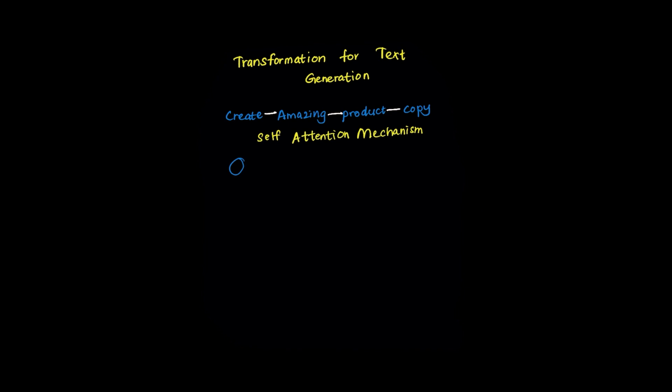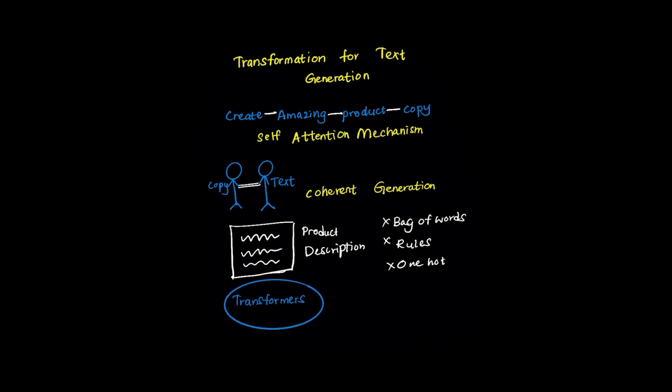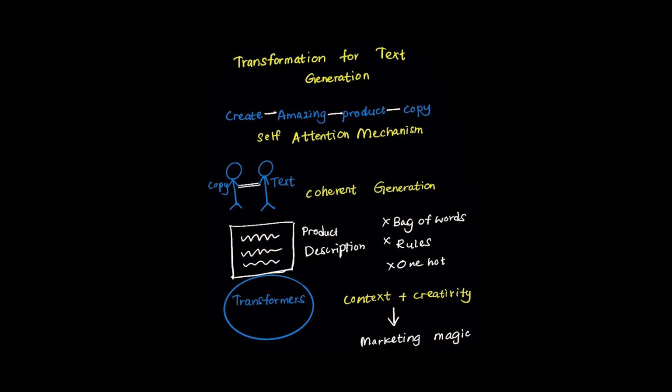When generating product descriptions, the self-attention mechanism ensures that adjectives properly relate to product features, maintaining coherence throughout. Imagine having dozens of people each responsible for one word, but they can all talk to each other simultaneously to agree on the story. Bag of words just counts frequencies without generation capability. Rule-based grammars produce rigid templates, and one-hot encoding merely represents input. Only transformers combine the contextual understanding with creative flexibility needed for compelling marketing copy.